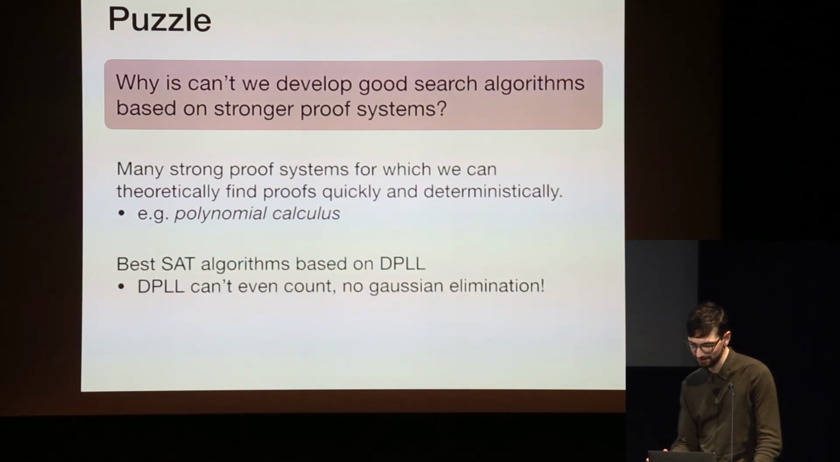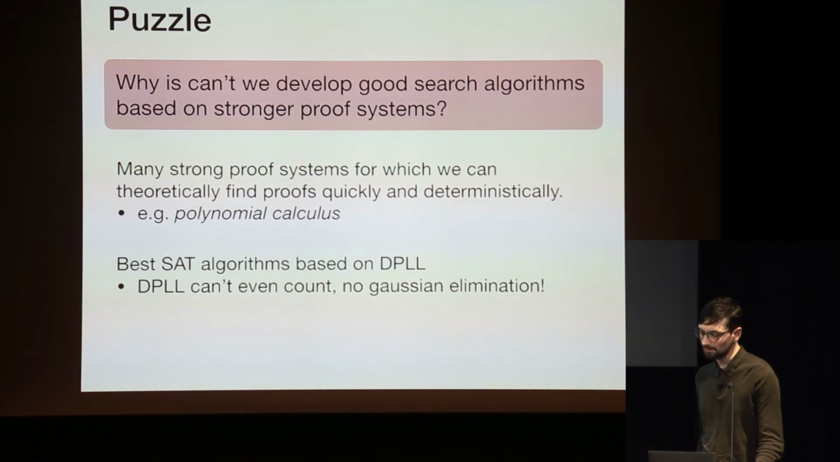Okay, so this is kind of a weird situation. We have a bunch of strong proof systems, and we also have theoretical results which say that we can find proofs in these proof systems deterministically and efficiently.